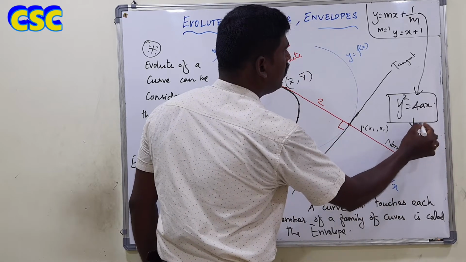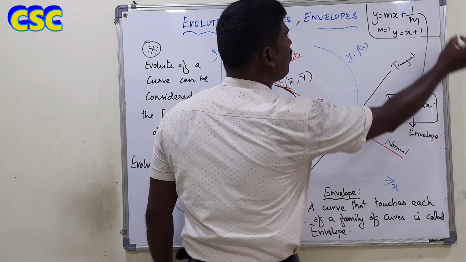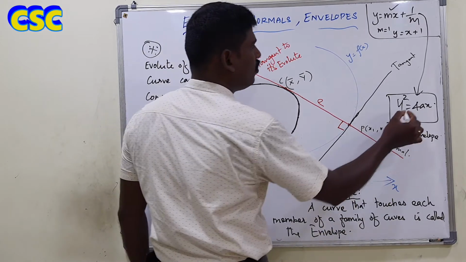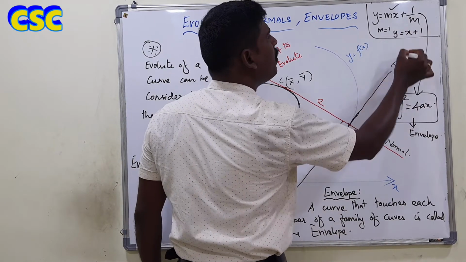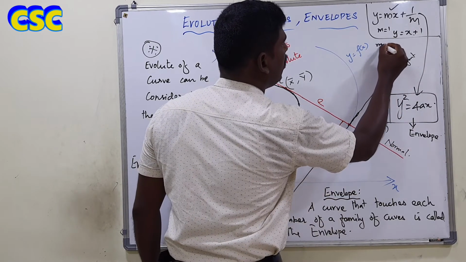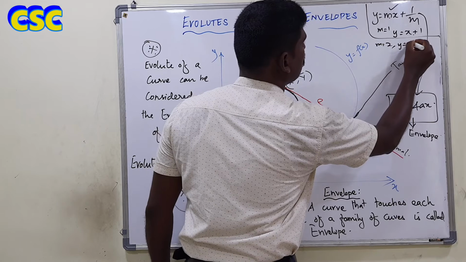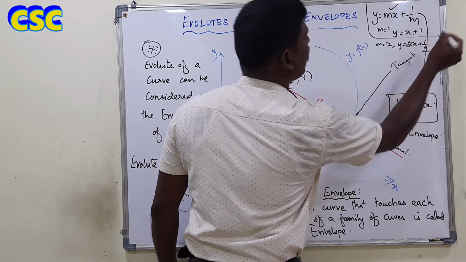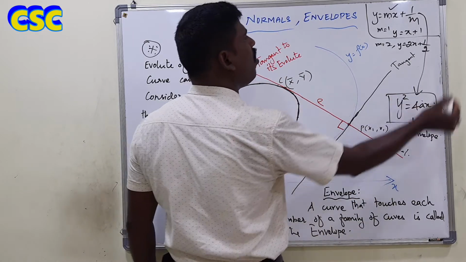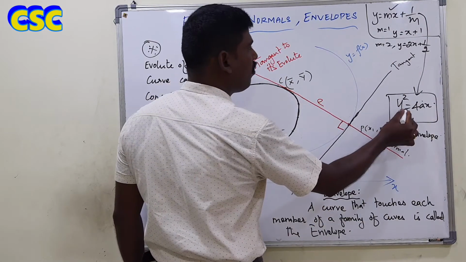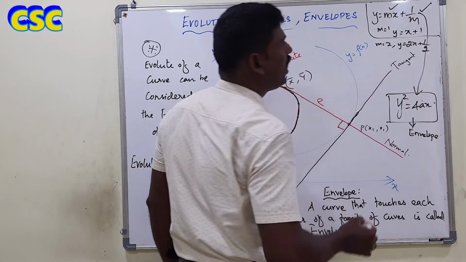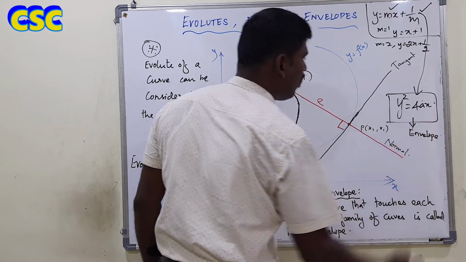So y square is equal to 4x is the envelope of the given family of straight lines. This is the family of straight lines. Okay, so this curve touches each and every member of this family. This curve touches this straight line. Similarly, this curve touches this straight line. This curve touches this straight line. Similarly, this curve touches all straight lines from this family. Therefore, this curve touches each and every member of this straight line family. Therefore, we call this the envelope of the curve.